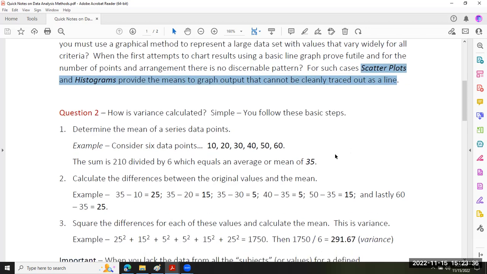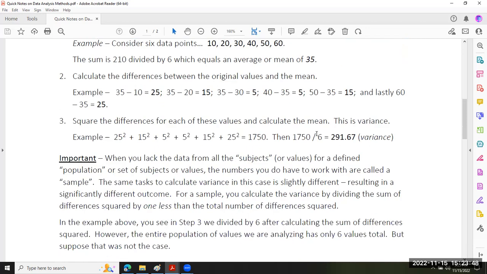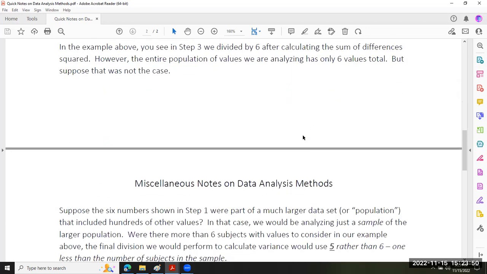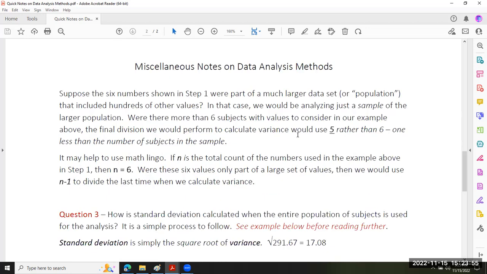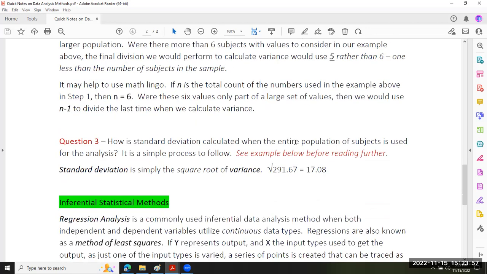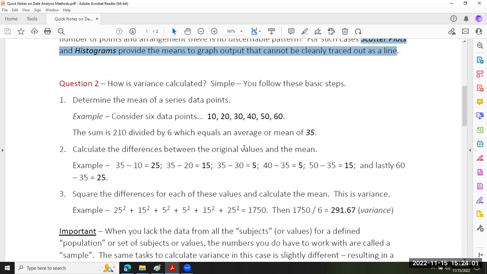Now, what I'd like to do next is basically walk through how variance is calculated. And then what I'd like to do is run a little further and talk about standard deviation, okay? Any questions before we go into variance?